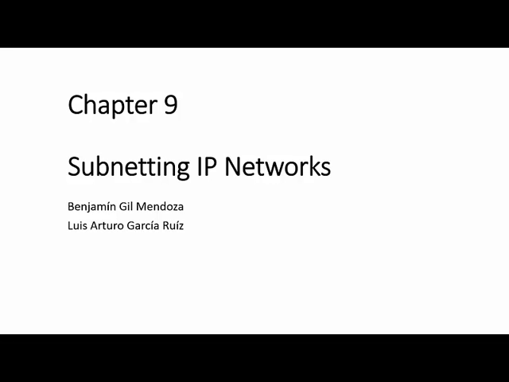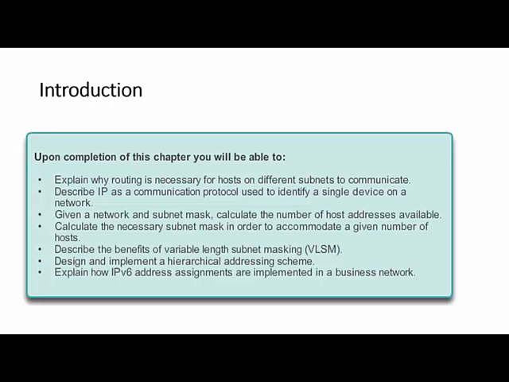Hello there. Welcome to Chapter 9, Subnetting IP Networks. This chapter will cover the importance of routing for hosts on different subnets to communicate, a description of IP as a communication protocol used to identify a single device on a network, network segmentation, subnetting an IPv4 network, variable length subnet masking, designing and implementation of a hierarchical addressing scheme, and how IPv6 address assignments are implemented in a business network.